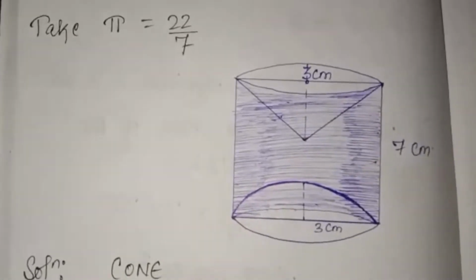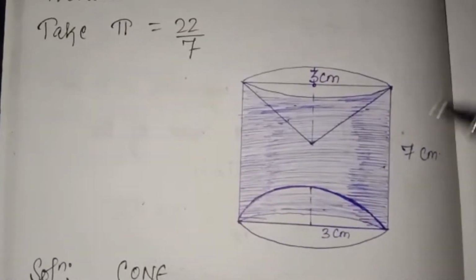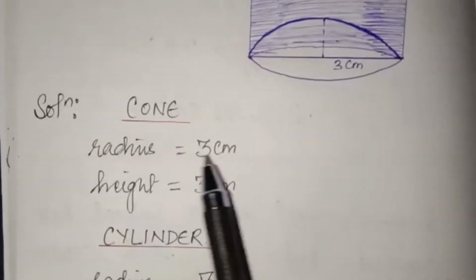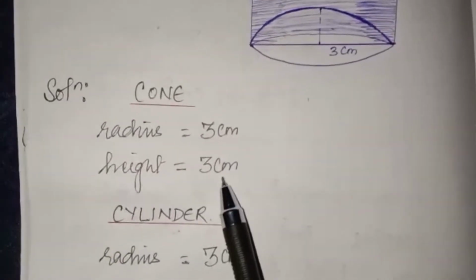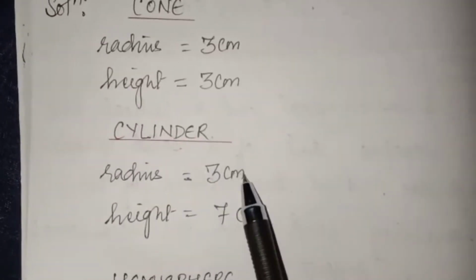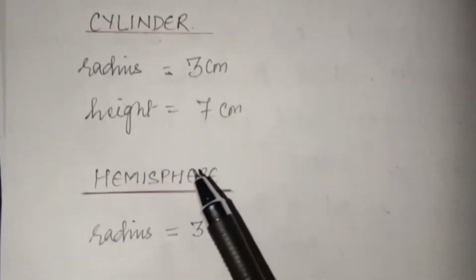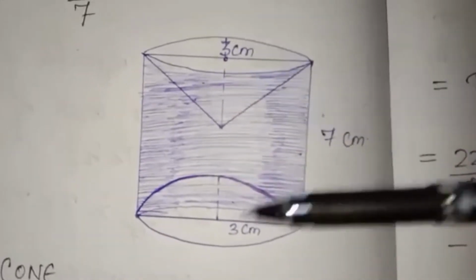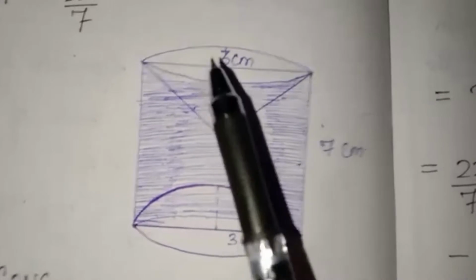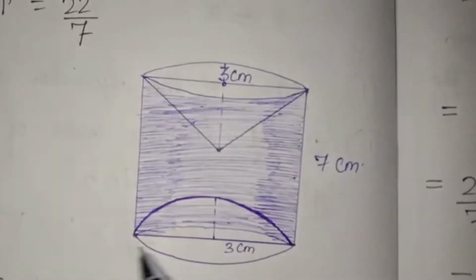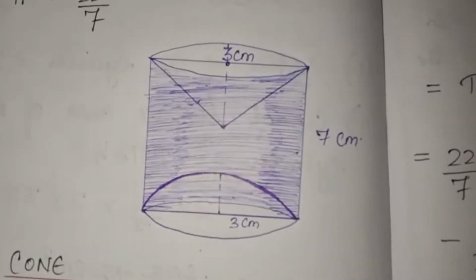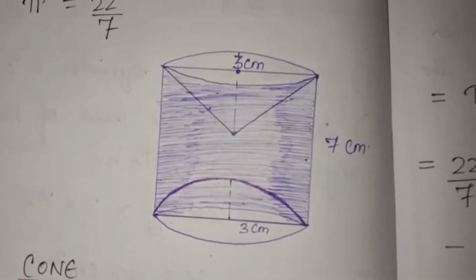So their radius will be equal, 3 cm, and the height of this cylinder is 7 cm. So here cone radius is 3 cm, height is given 3 cm. Cylinder radius is 3 cm, height 7 cm. In hemisphere, radius 3 cm. So to find the volume of the remaining solid, from the volume of this cylinder you have to subtract this cone and hemisphere, because you are taking out this cone and hemisphere from the solid. So you have to subtract their volumes.